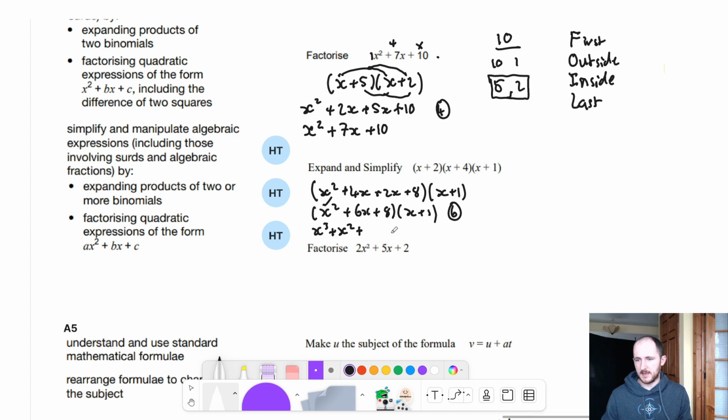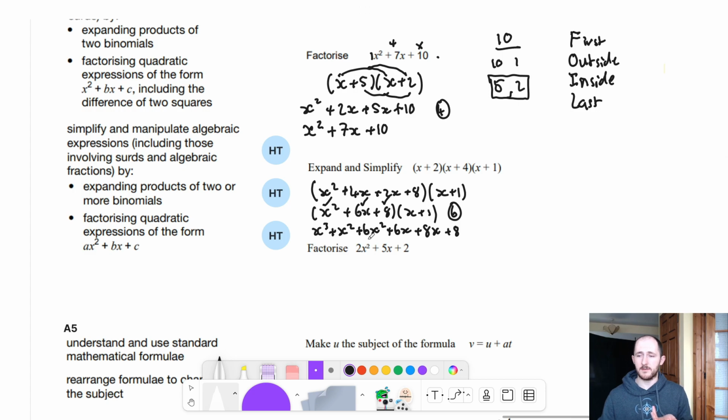6x times x gives me 6x squared. 6x times 1 gives me 6x. So again, I've done another 2 terms, so I tick that off. 8 times x gives me 8x, and 8 times 1 gives me 8. So I'm going to tick that off, and now I know I'm done. So that's like a little trick I use to kind of keep track.